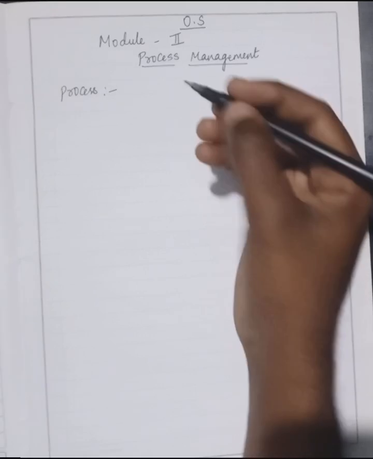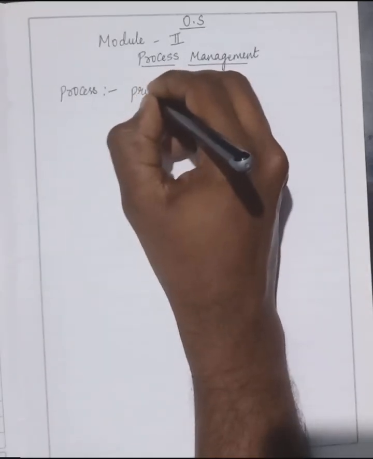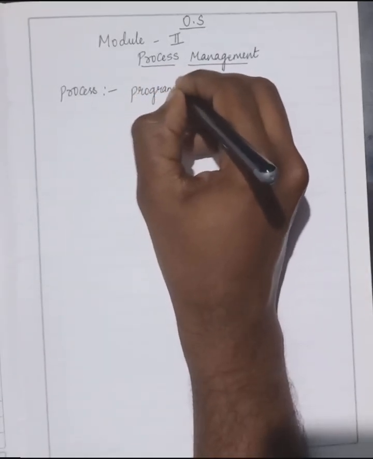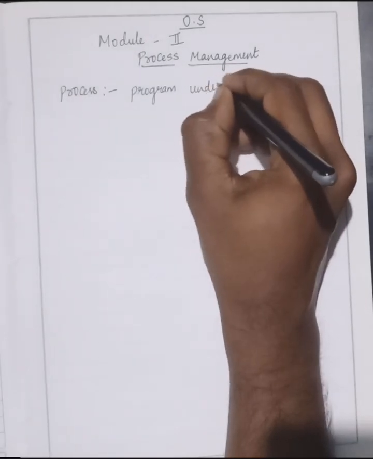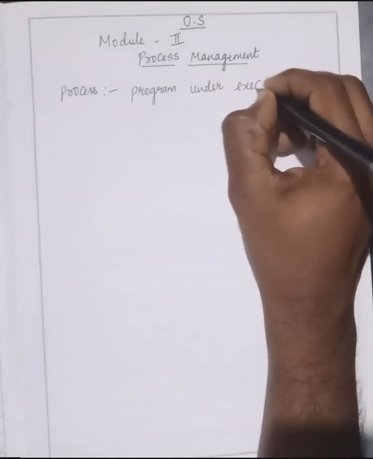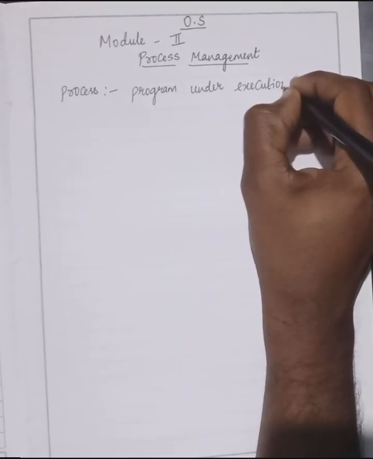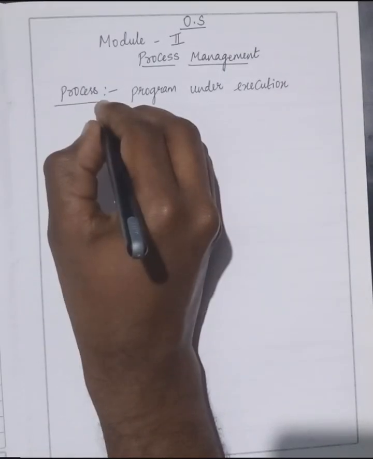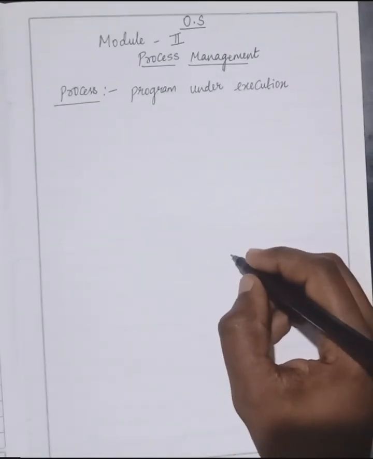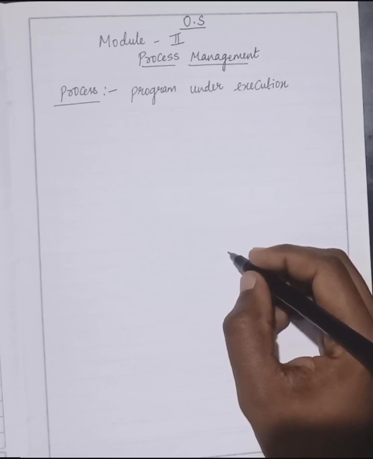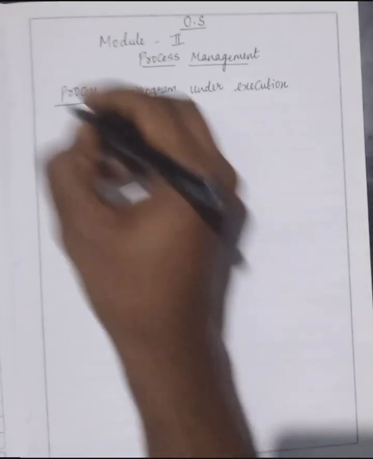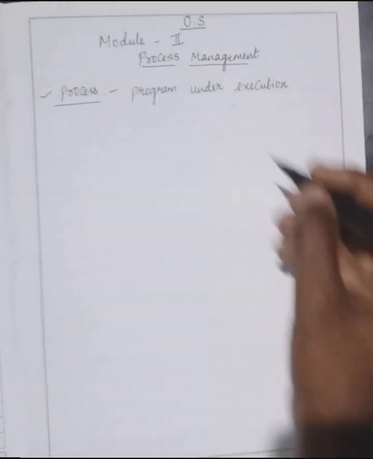So we already know a process is nothing but a program. Whenever we have a program under execution, whatever the program it can be, whenever it is under execution, we call it a process. Okay, so this is the basic of process.